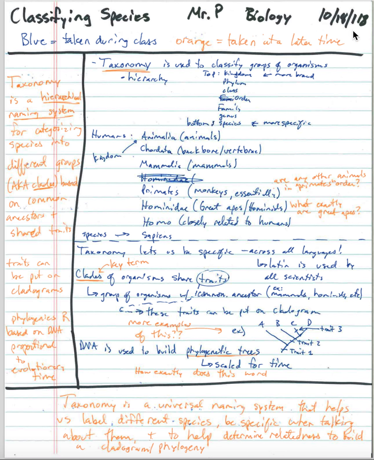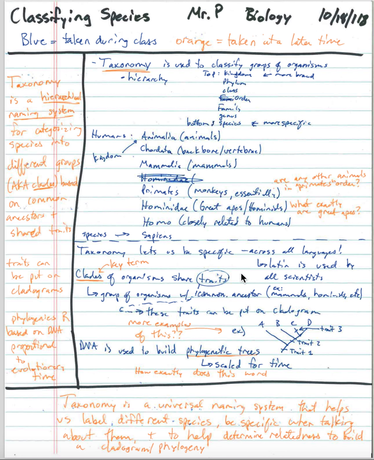I've got the teacher name, the class, the date, and I've got a little key up here for you. Blue is taken during class, and orange are taken at a later time. Could be after class, could be during a break, whatever. In this main section here, I've got a definition of a key term here. I've got some details about that term, an example of taxonomy using humans. I've got lots of labels. I've got some more key terms. I've got a little figure here. I'm drawing some dotted lines, making connections, using arrows to link 2 ideas together. I've got some examples here and here.